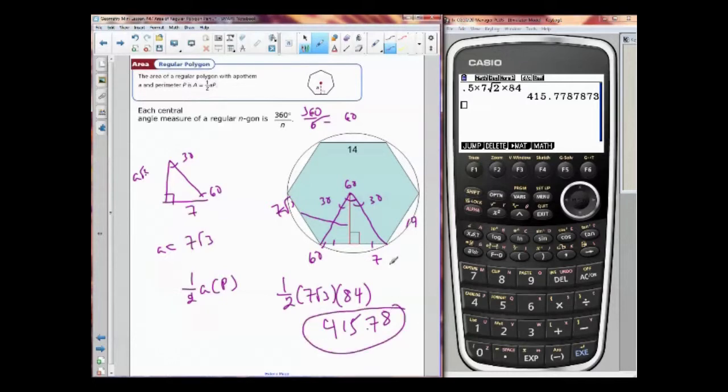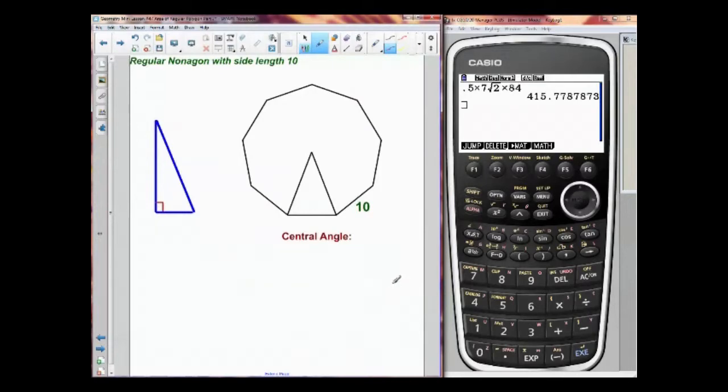Do this on your own. Pause, redo it. Now, a nonagon, 9 sides. This is not going to be a special right triangle. So let's go ahead and find my central angle right here. That's just 360 over 9. So 360 over 9 is going to give me 40. So my central angle is equal to 40. This right here is 40 degrees.